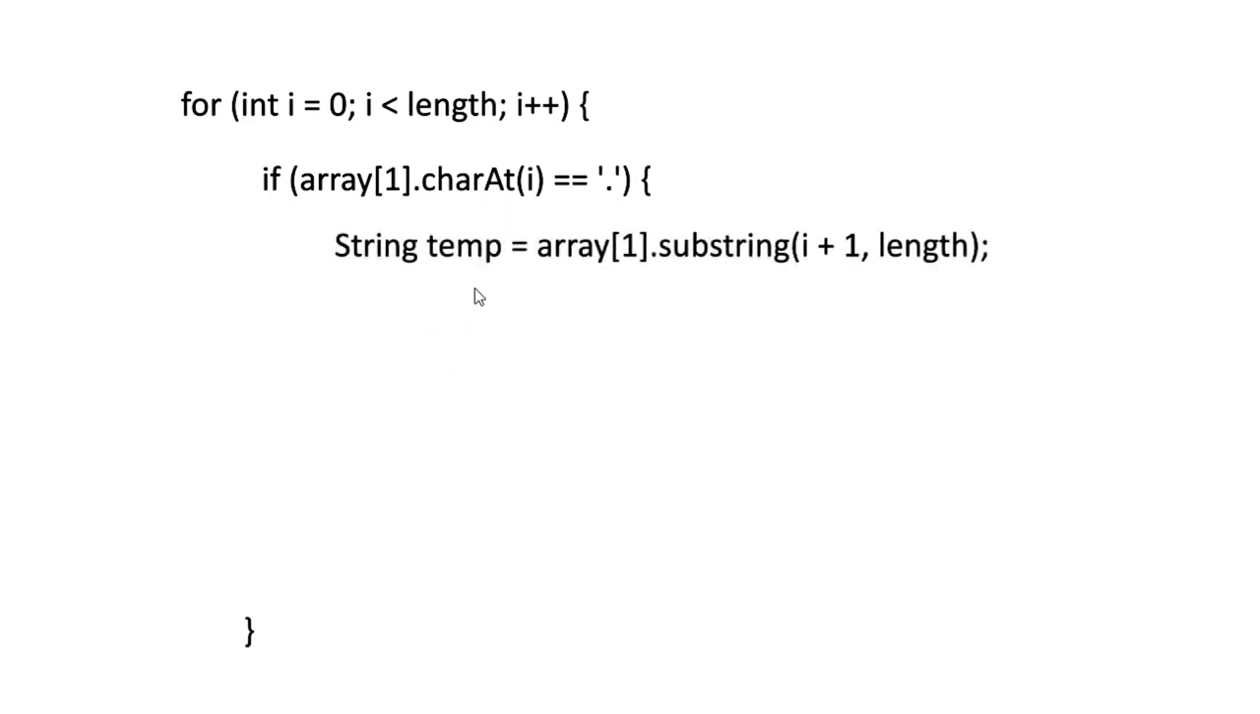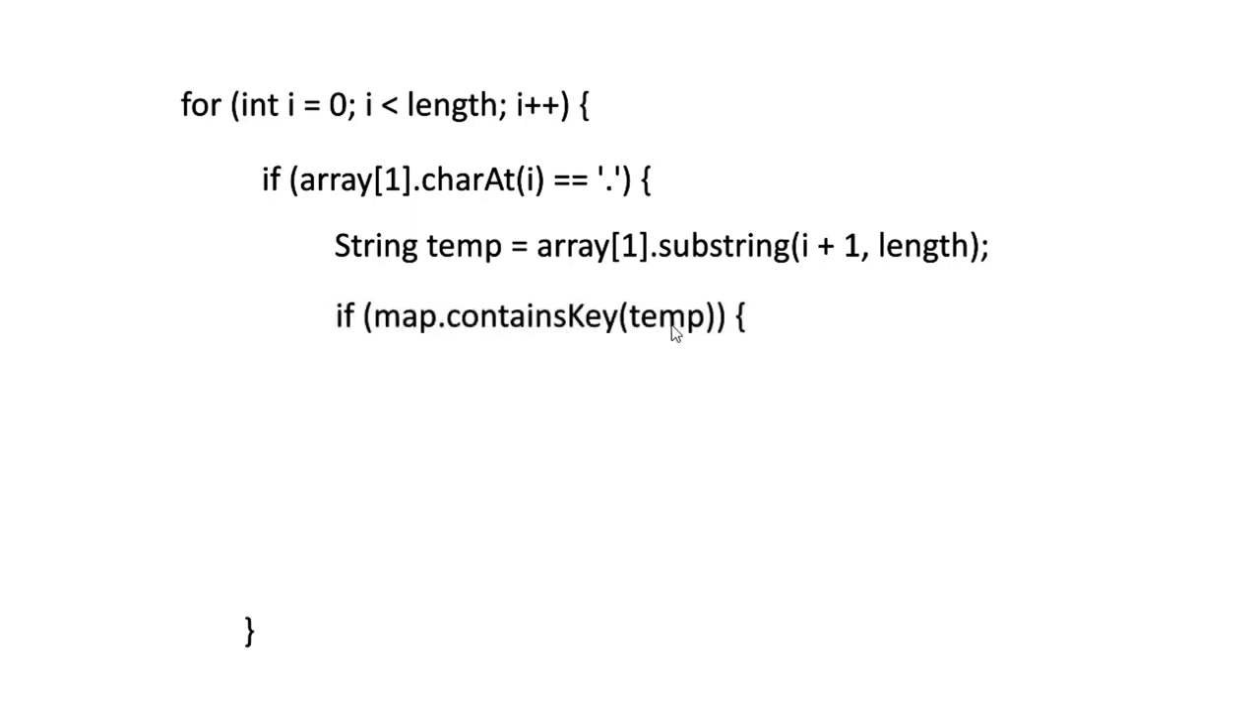So we're going to define a temp string, and it's going to be the substring of I plus 1, so that will get rid of the period, and then the length. So in our case of yahoo.com, it finds the period after Yahoo, and so the length will be 3, and it'll put the word com in temp.